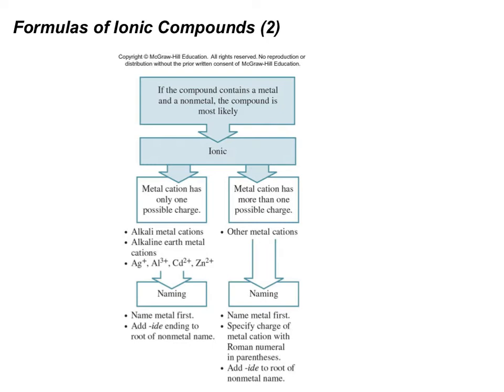However, if the metal cation has more than one possible charge, any other metal as opposed to the ones on the left, then we got to name the metal first and then specify the charge of the metal cation with Roman numerals in parentheses, and then add "ide" to the root of the non-metal name. So this would be something like iron 2 chloride or manganese 2 oxide.